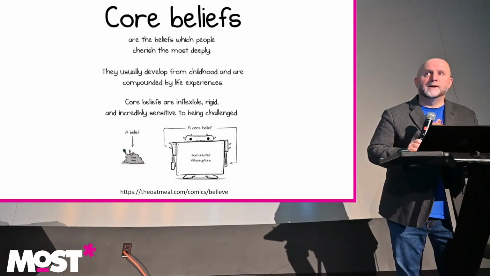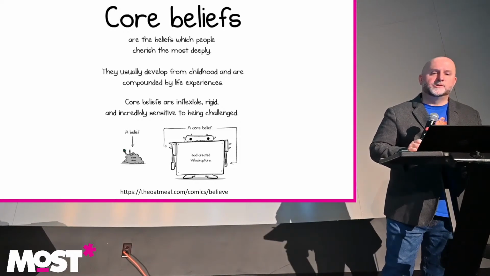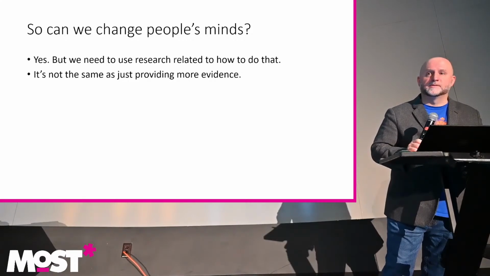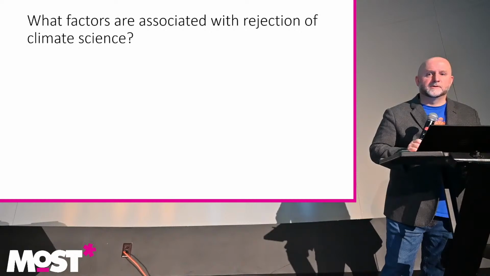So if we've got good information and a lot of it, but no one wants to hear it because it's different from what they currently believe and have thought for a long time, how do we change their minds? You might ask, can we change people's minds? And the answer is yes, but we have to think about how we do that. We need to use some research about how to do that. It's not the same as just providing more evidence, because that's what they're expecting you to do, all right? So we have to think a little bit about the factors that are associated with, if you're talking about climate change, what are factors associated with rejection of climate change?